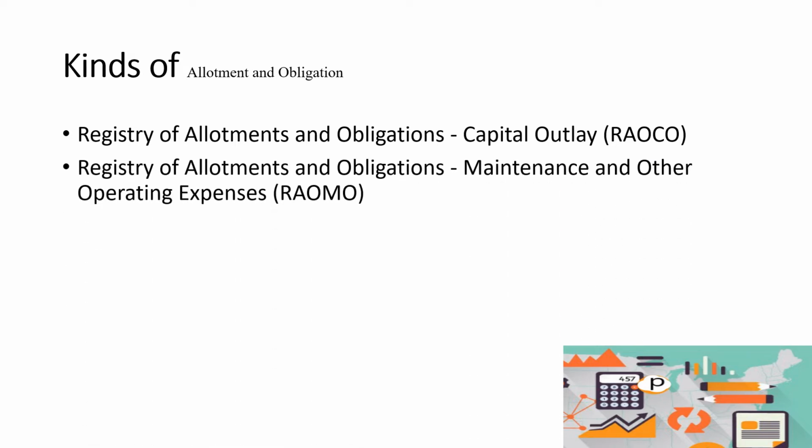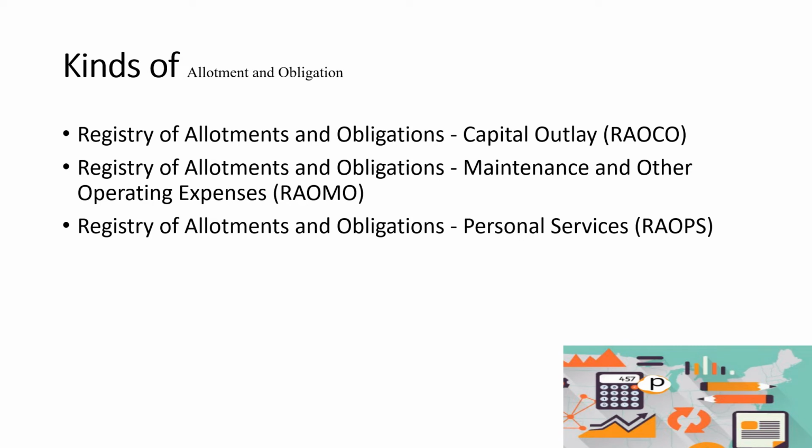Next, we also have the Registry of Allotment and Obligation for Maintenance and Other Operating Expenses. So, ito naman yung mga activities or yung mga ginagamit ni government for day-to-day activities. So, like for example, the light, the water, the vehicle, yung mga depreciation, kasi these are needed for the government to sustain its day-to-day operations.